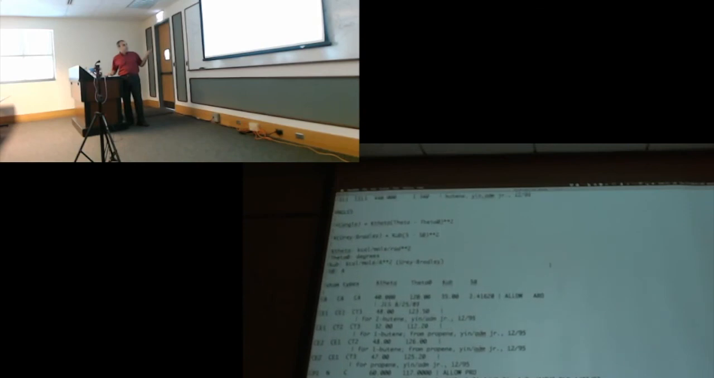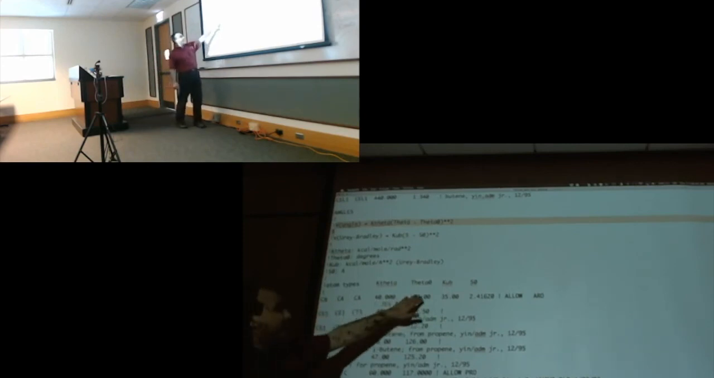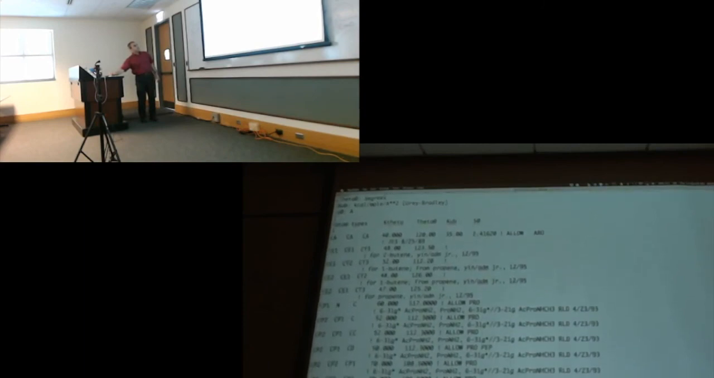And then for the angles, again, you have three atoms forming an angle, and then you have the force constant and the equilibrium value, the first two numbers. This is a Urey-Bradley term. In case it is used in your potential, you can use it as well.